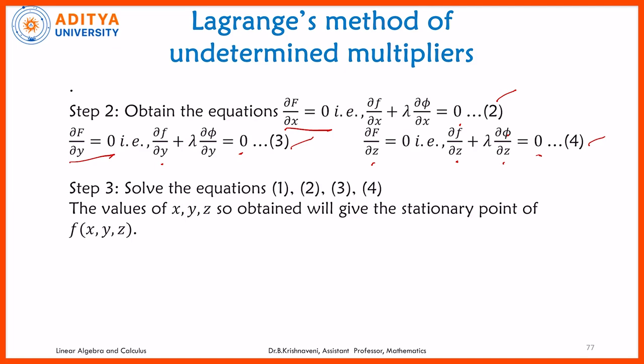Now we need to solve all these 4 equations, that is equations 1, 2, 3, 4. Then we will get the values of x, y, z. The values obtained will give the stationary point of x, y, z, at which the function has a maximum or minimum.